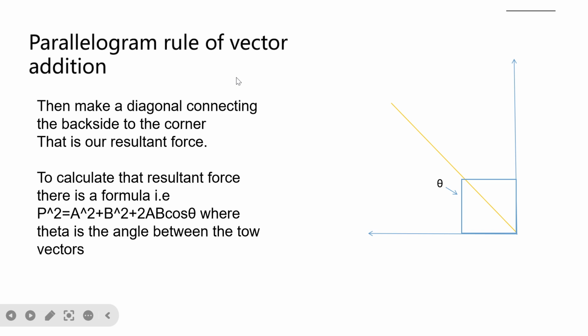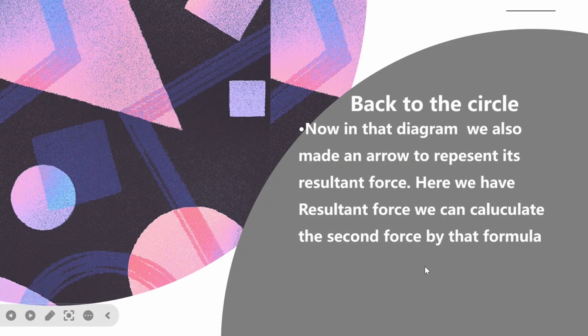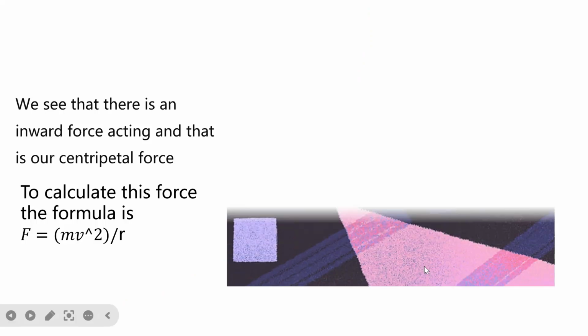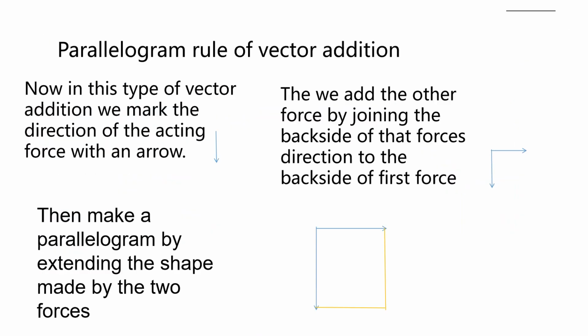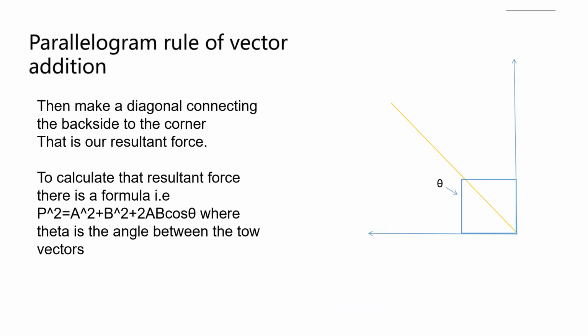In the parallelogram rule of vector addition, you make a diagonal connecting the far corner. This diagonal will tell you the direction of the force in which it acted and also its magnitude.